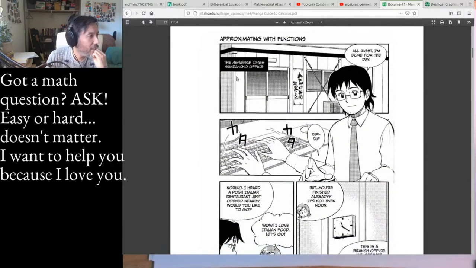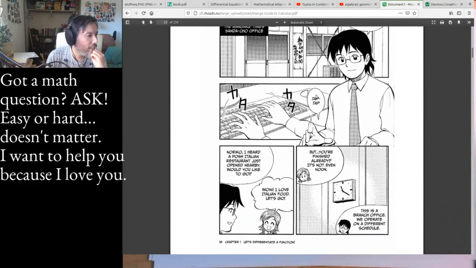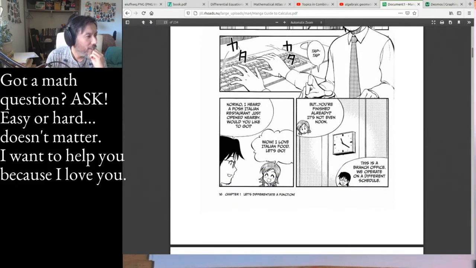The Asagaki Times Sandacho office. All right, I'm done for the day. Tap, tap. Noriko, I heard a posh Italian restaurant just opened nearby. Would you like to go? Wow, I love Italian food. Let's go. Big mistake. Don't mix business with pleasure. This is how you get human resources on your ass, okay?